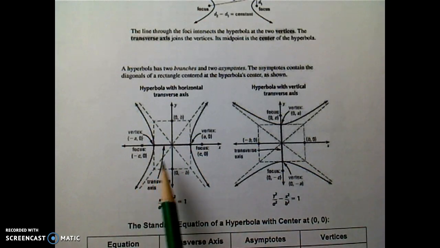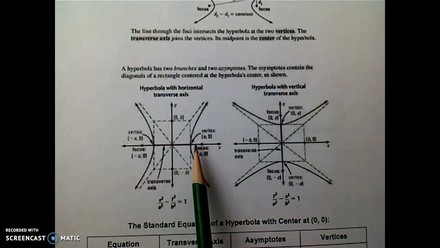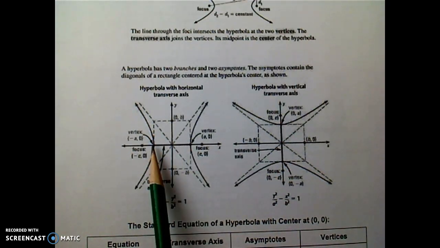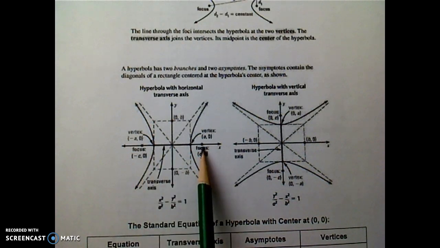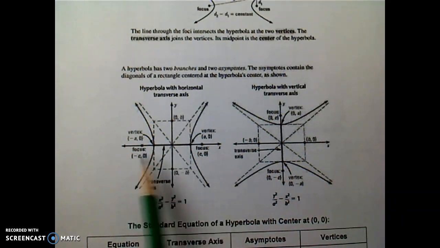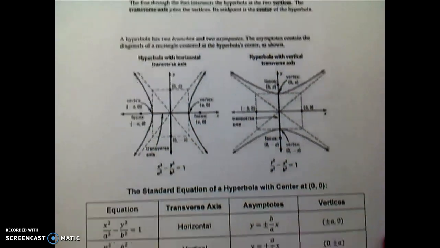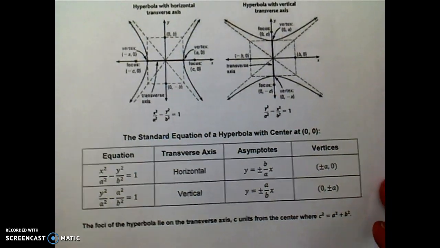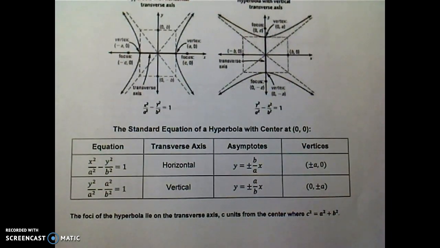Similar to when we took a look at the ellipse, certain points of interest are named for you in your notes. The vertices, as well as the focus, and the transverse axis. So once again, we're going to consider, for now, only hyperbolas which have their center at the origin.